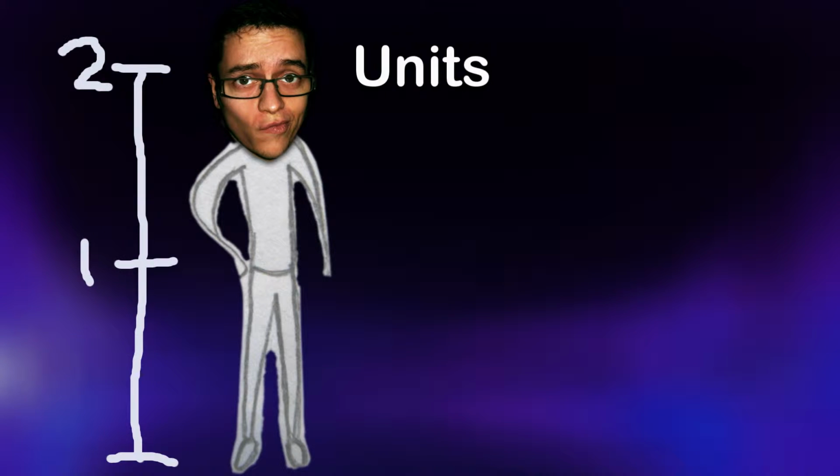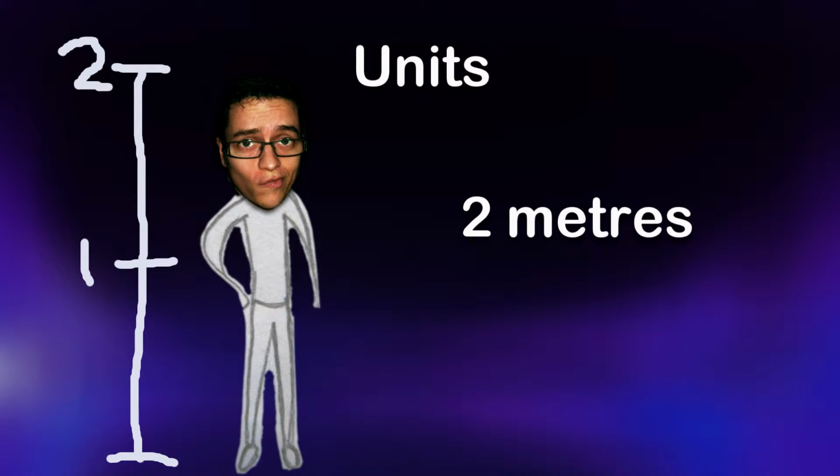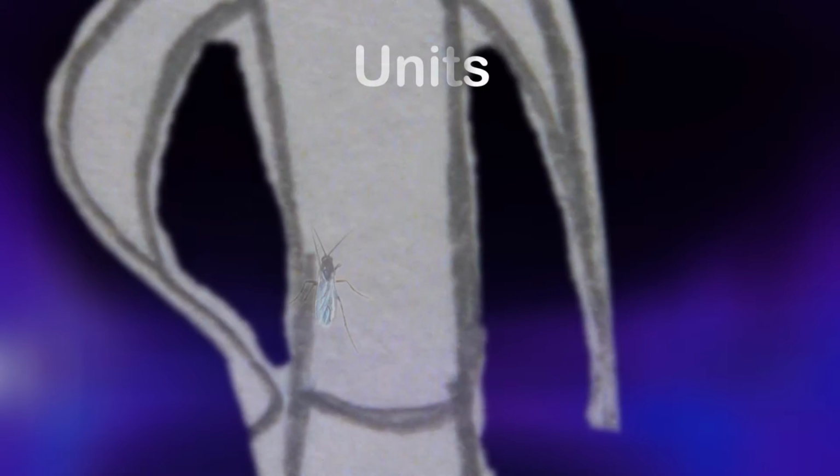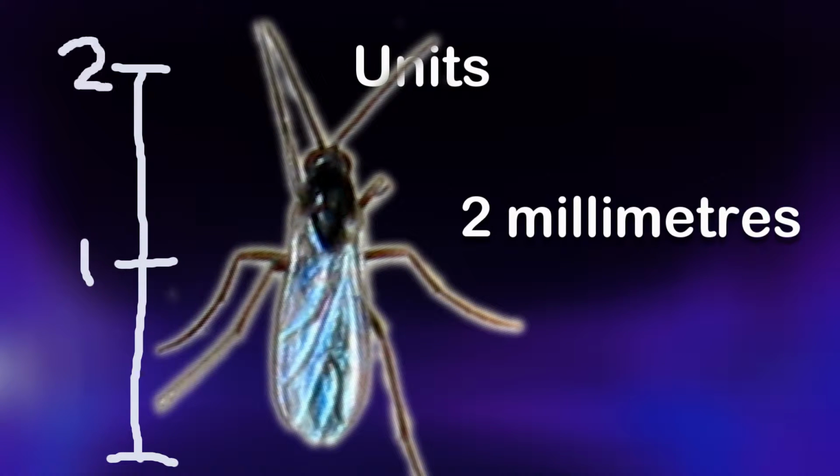We have to use different units to describe these drastically different sizes. I'm a bit less than 2 metres tall. We write 2 metres as 2m. This gnat is about 2 millimetres long. There are 1,000 millimetres in a metre. We write 2 millimetres as 2mm.